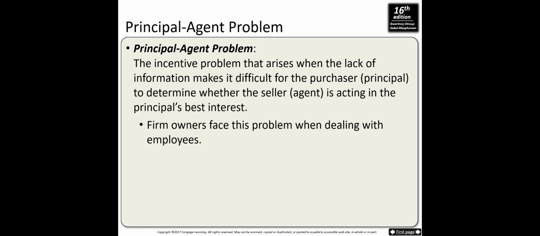So where do we see this principal agent problem? For example, you want to buy a used car. You don't know the condition of the car. The seller has the private information, and the purchaser, you are the buyer, which is the principal, just trust what the seller says, right? So we just expect the seller is acting in the principal's best interest. Firm owners face this problem when dealing with employees, because you cannot always observe or monitor the employees' actions. Employees could shirk, and you have the principal agent problem here.